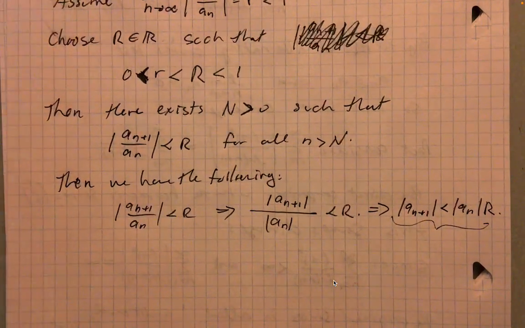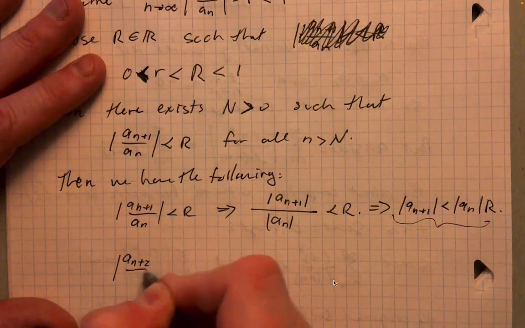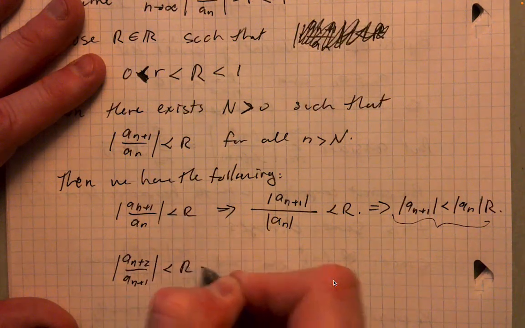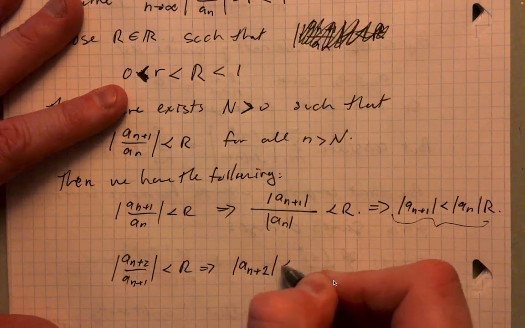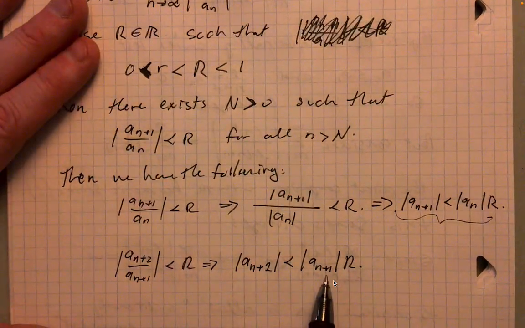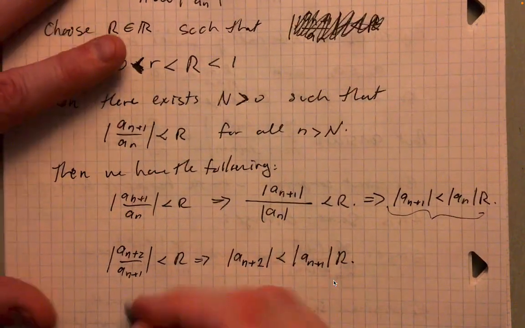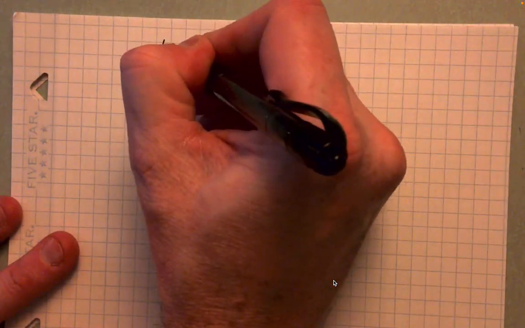Okay, now we can do this again, right? We could also say that a of n plus 2 over a of n plus 1 is less than r, and that's going to imply basically the same thing, right? It's going to imply that a of n plus 2 is less than a of n plus 1 times r. Right, so that's true. Okay, and we could keep going. Right, a of n plus 3 over a of n plus 2 is less than r implies that. Okay, so we could keep going. Right, and so by generating this series of inequalities, we get the following. We get this. Right, this is the first one we saw.